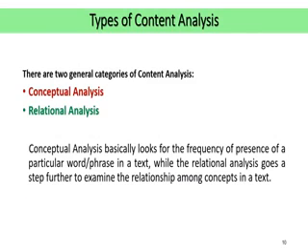There are two general categories of content analysis. They are conceptual analysis and relational analysis. So these are the things in which they are done. Conceptual analysis basically looks for the frequency of presence of a particular word or phrase in a text, while the relational analysis goes a step further to examine the relation among concepts in text.